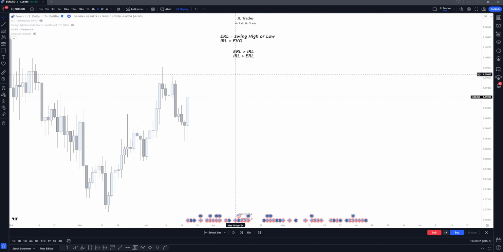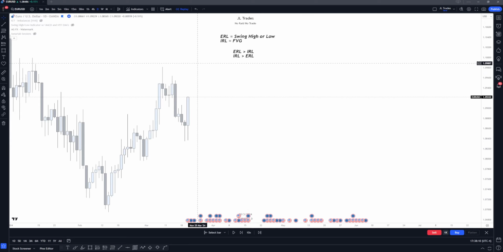The concept is when price is at an external range liquidity, a swing high or a swing low, we expect it to move to an internal range liquidity, a fair value gap, and vice versa. If price is in an internal range of liquidity, a fair value gap, I expect it to move to an external range liquidity, a swing high or a swing low.